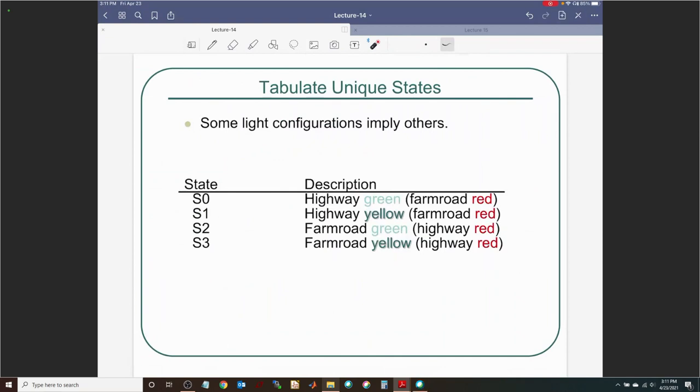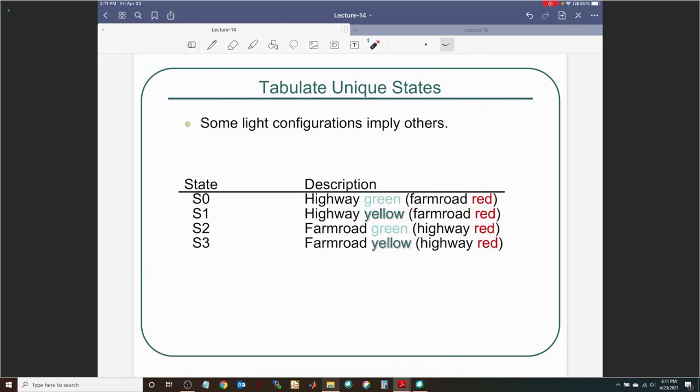Now let's talk about the states, unique states. Again, as I said, some of these states we might be able to reuse, but now we are only talking about the unique states. Some of these light configurations will imply others. For example, this is going to be very intuitive, right? If there is a green light on the highway, that corresponds to a farm road light being red. And if there is a yellow on the highway, that means the farm road is going to be red. And if there is a green on the farm road, similarly, the highway is supposed to be red, and if the farm road is yellow, the highway is supposed to be red. So all these are implied if you know these.